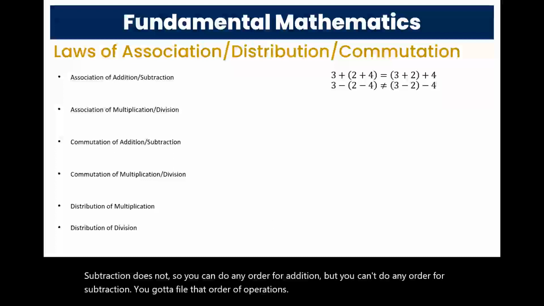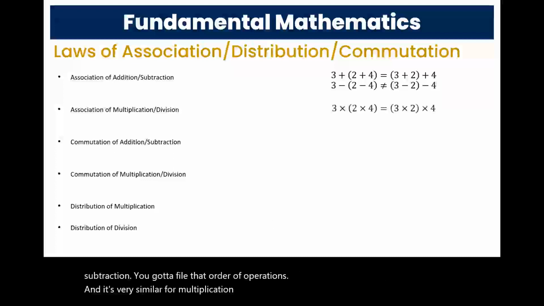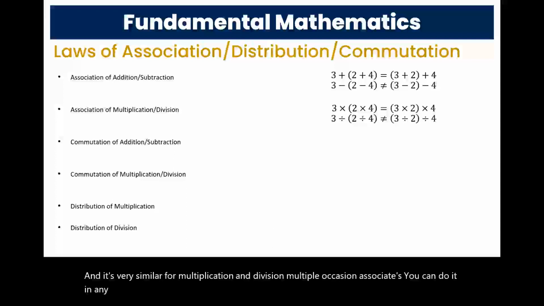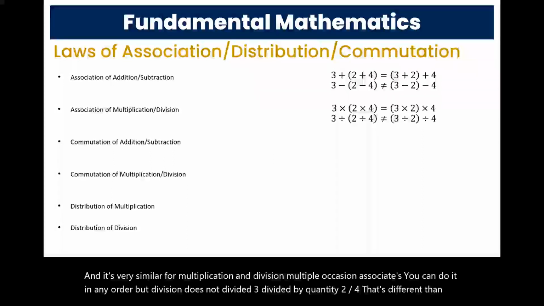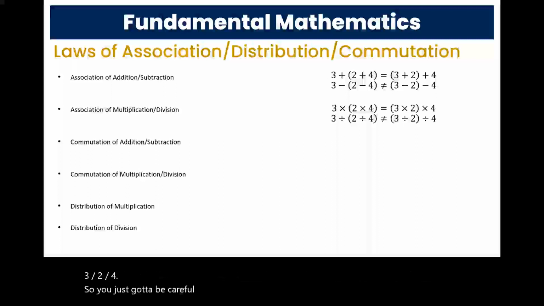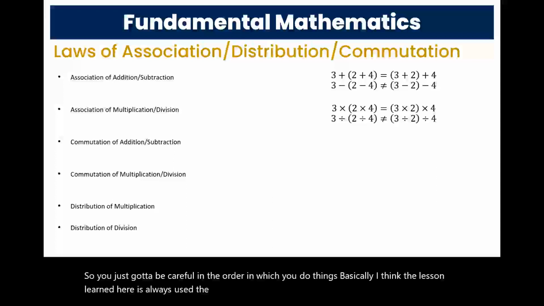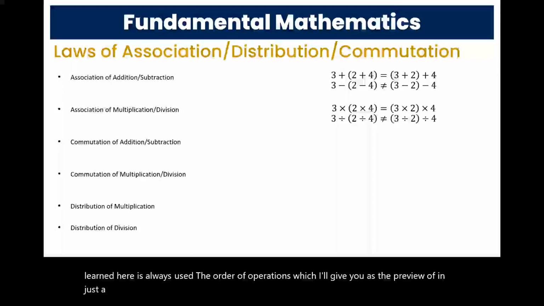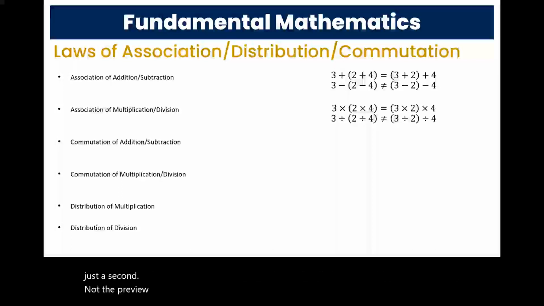And it's very similar for multiplication and division. Multiplication associates, you can do it in any order, but division does not. If I do 3 divided by the quantity 2 divided by 4, that's different than 3 divided by 2, divided by 4. So you just got to be careful in the order in which you do things. Basically, I think the lesson learned here is always use the order of operations, which I'll give you guys the preview of in just a second. Not the preview, but the mnemonic that I use for it all the time.